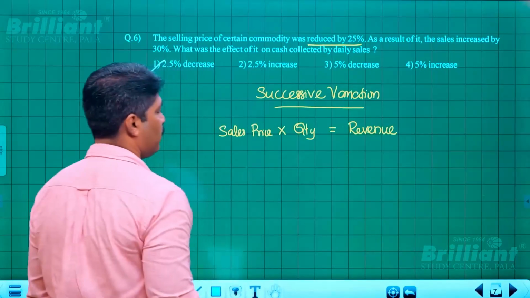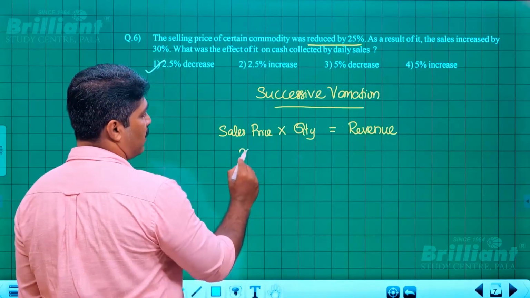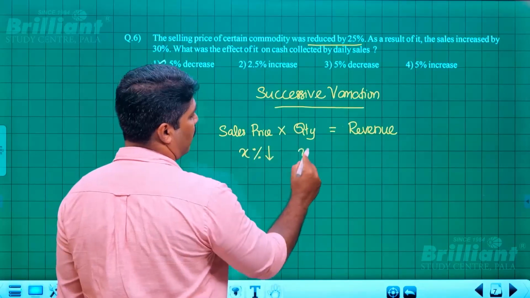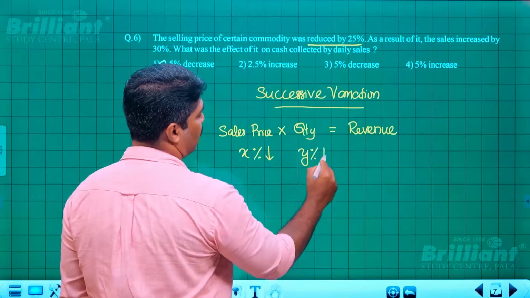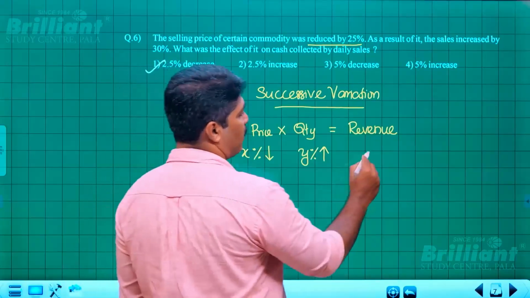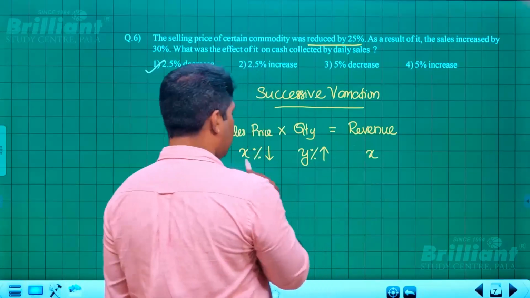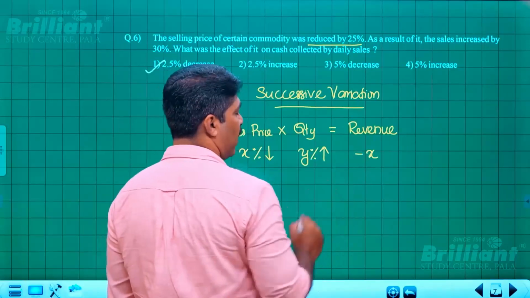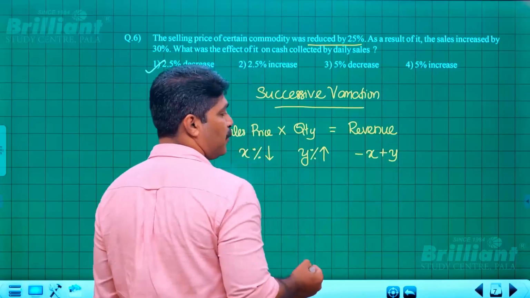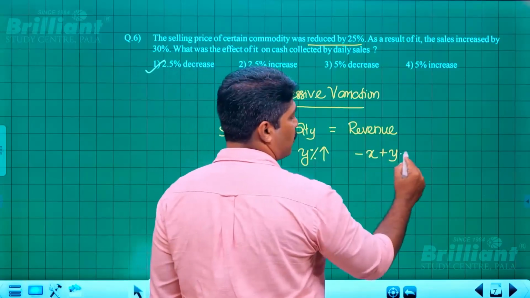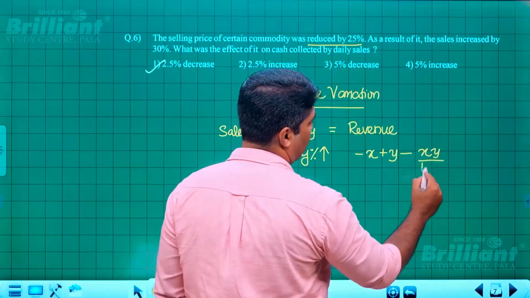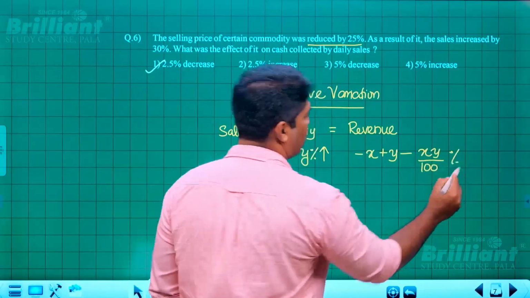In a similar situation, if the sale price is decreased by X% and quantity is increased by Y%, it's a successive variation situation. Then what's the variation occurred on revenue? This is decreased, therefore put that value as negative. This is increased, therefore put that value as positive. So one is negative, another is positive, hence the product becomes negative, that is XY by 100%. So this is the net variation.